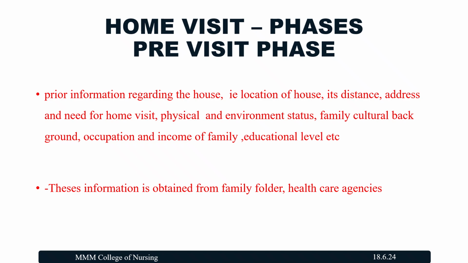Second, the pre-visit phase. In this, the community health nurse assesses the whole information about the house, for example, location of the house, distance, address, need for home visit, physical and environmental status, family and cultural background, occupation, income, all the things about the family. This information is obtained from family folders or other healthcare agencies, etc.